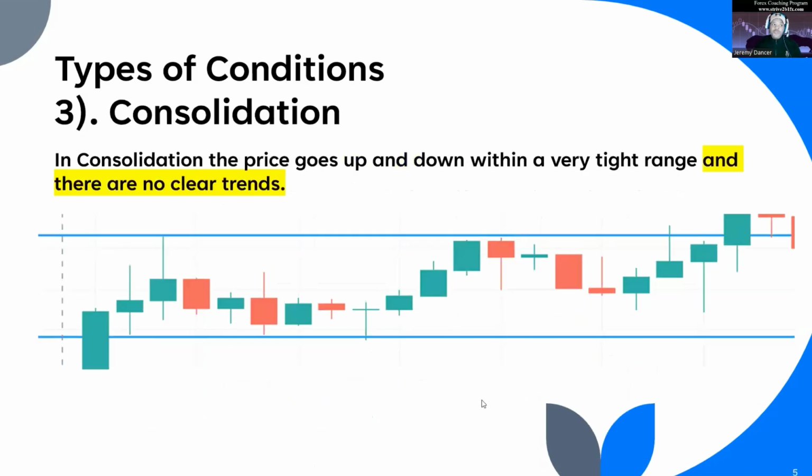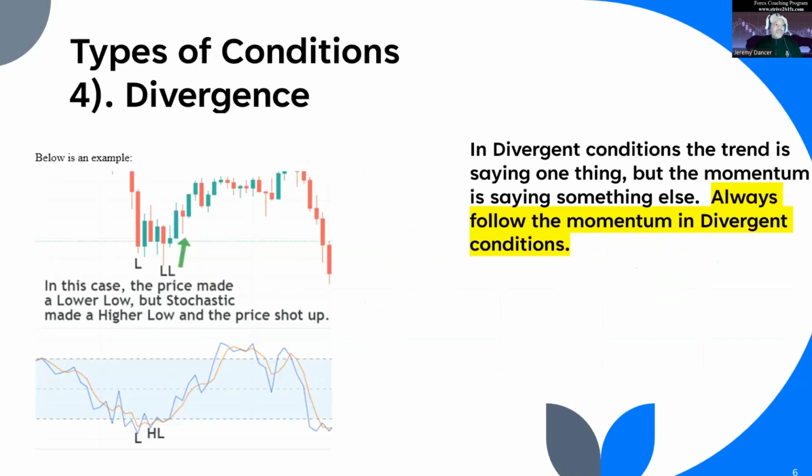So the third type of condition is consolidation. This is very common, especially with Euro US dollar, the pound US dollar. You see lots of consolidation. But with the US dollar starting to pick up some ground, we might see some very strong trending periods at the current moment. And then we have divergence.